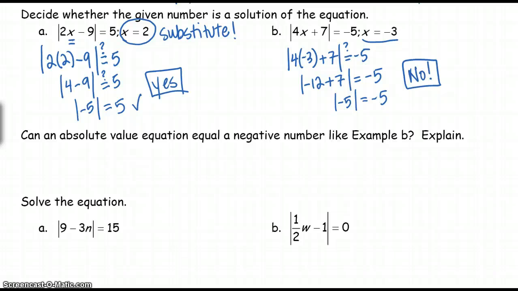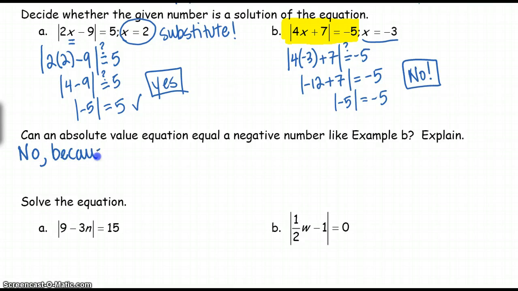So let's move it down. Can an absolute value equation equal a negative number like in example B? Explain. Some of you are kind of quick at this, and when I was in school, I'd work it all the way out. But some of you can see this right away. Look at this equation. The absolute value of something equals a negative. Does that ever happen? No. The absolute value of something is always going to equal a positive. So we're going to explain that here. Can an absolute value equation equal a negative number like example B? Explain. No.